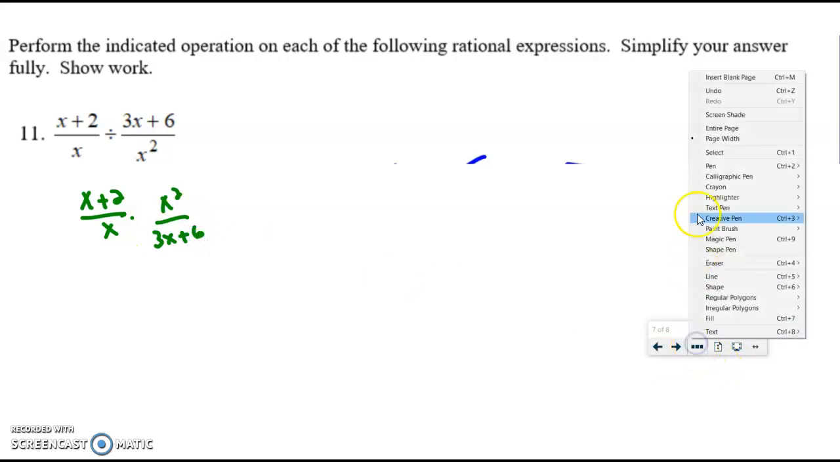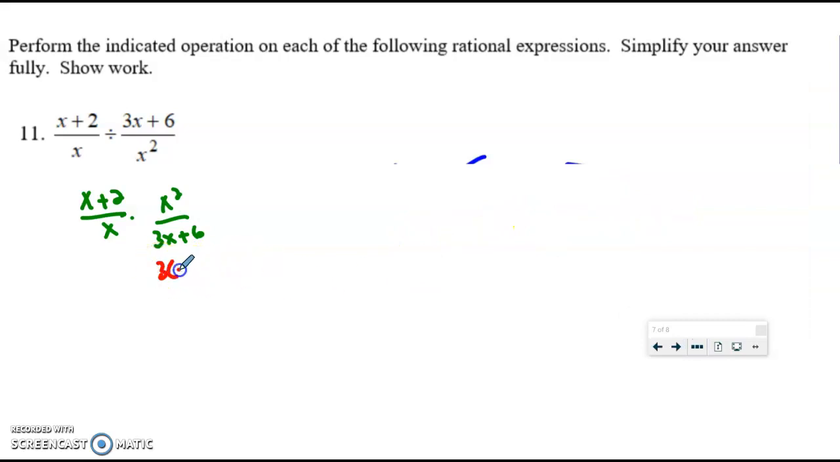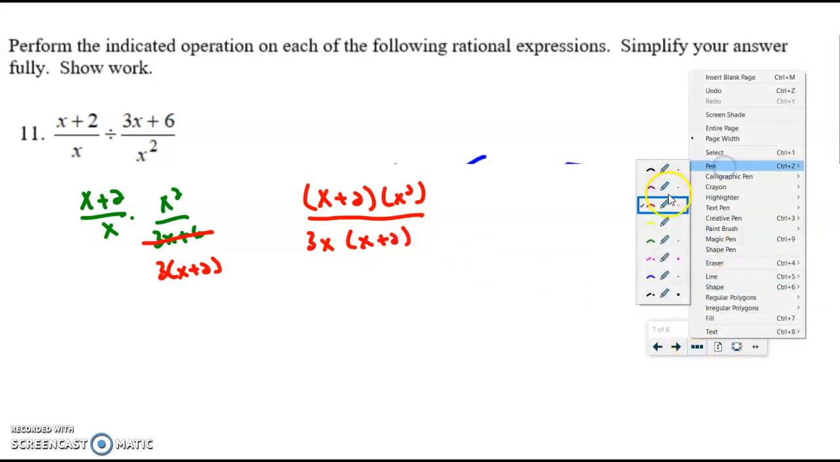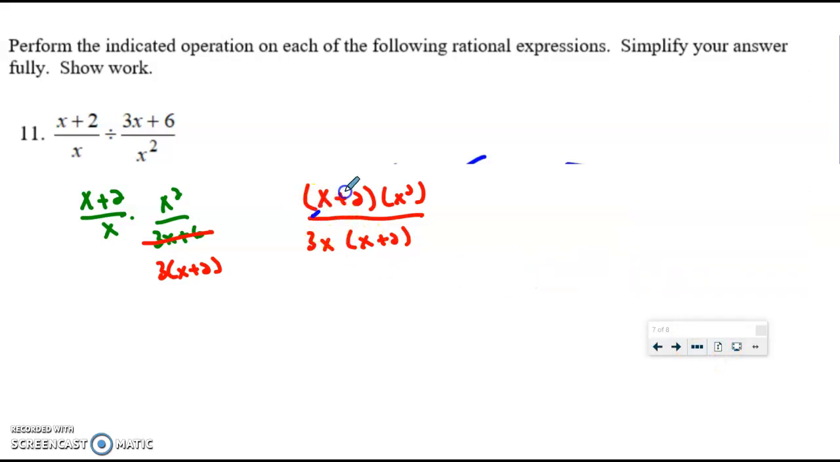There's only one quantity that I have that can be factored, and that is 3x plus 6. So I can say that's 3 times x plus 2. So I'm going to just replace that. So I have x plus 2 over x, being multiplied by x squared over 3 times x plus 2. Now we're going to cancel whatever we can. I can cancel out the x plus 2's, and I have an x in the denominator, which cancels with the square. And so it looks like I just end up with x over 3 as my simplified answer.